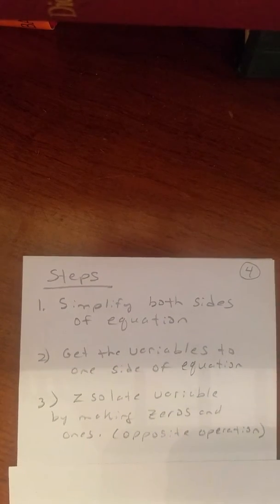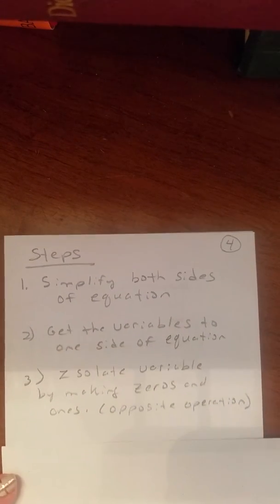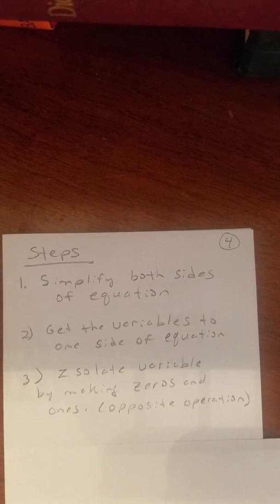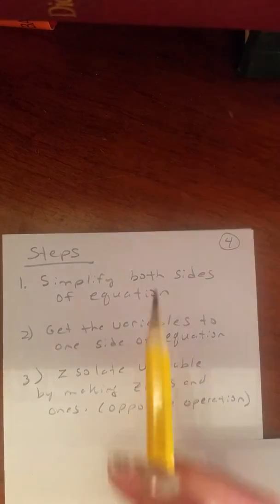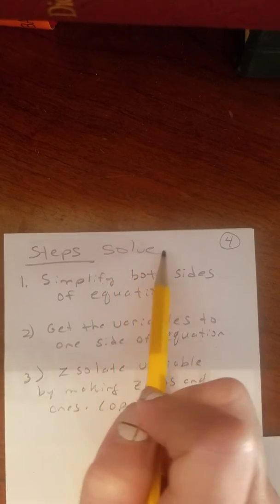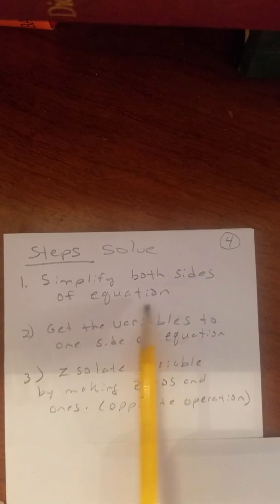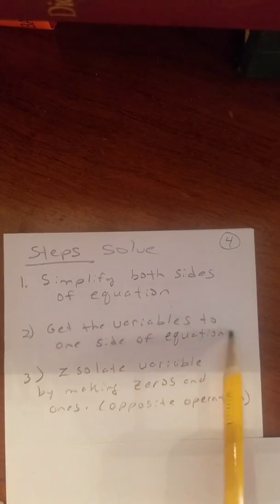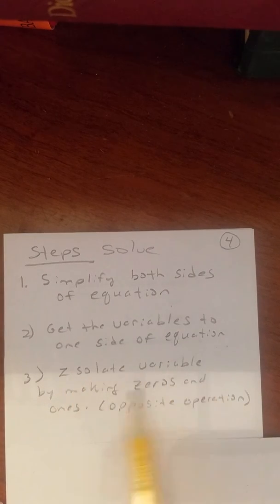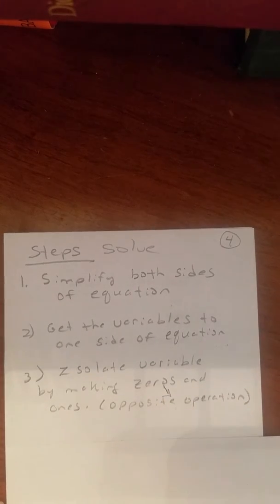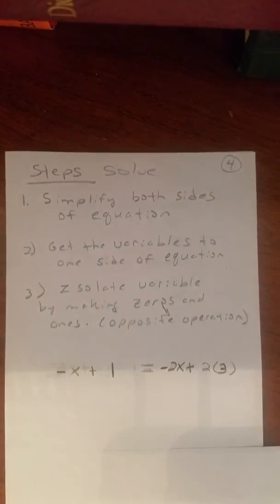So let me go over the steps again. Even though we haven't applied steps 1 and 2 yet, let's do some problems where we have to do that. Steps for solving. This has to do with solving for the unknown. First of all, you simplify both sides of the equation. You get the variables to one side of the equation, and then you isolate the variables by making zeros and ones, or doing opposite operations, which is what the zeros and ones are. So here's the first one.